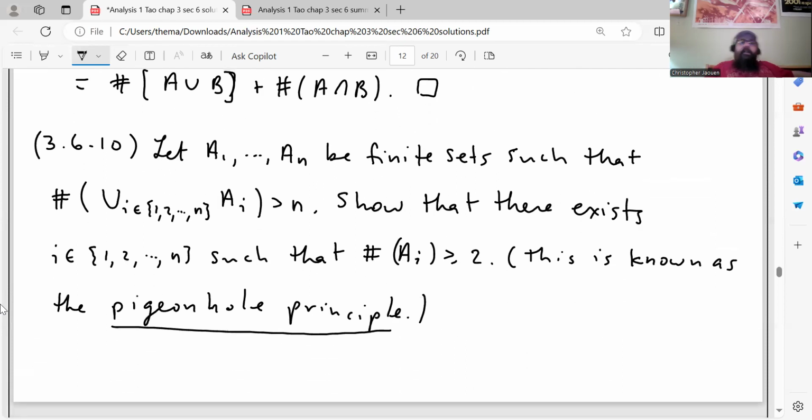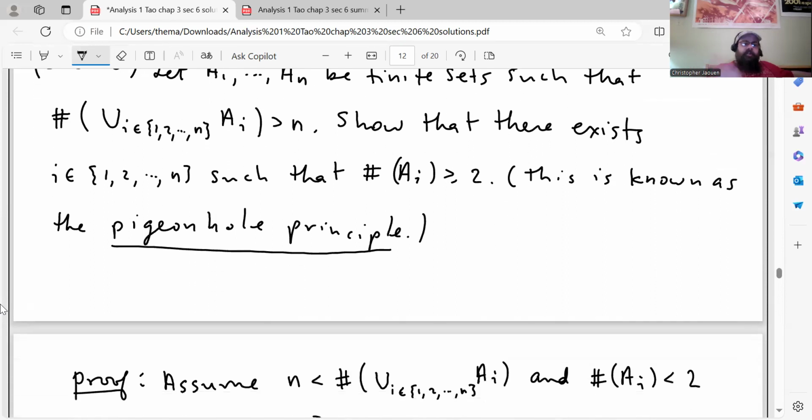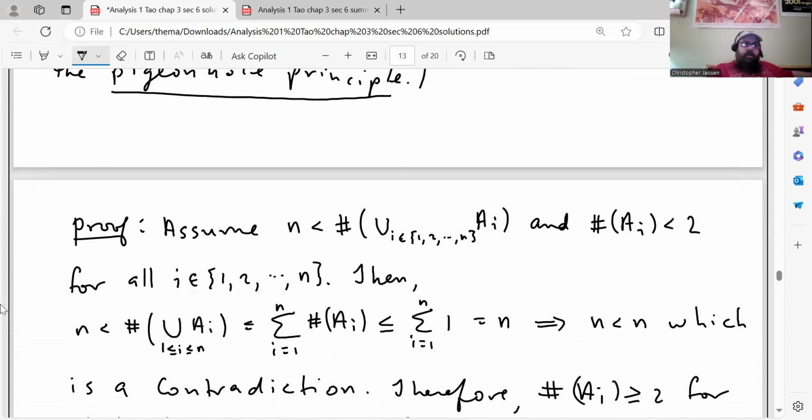All right, 3.6.10. Let A1 through An be finite sets such that the cardinality of the union of the Ai for i between 1 and n is greater than n. Show that there exists i in the set 1 through n such that the cardinality of A sub i is greater than or equal to 2. This is known as the pigeonhole principle, which you're probably familiar with.